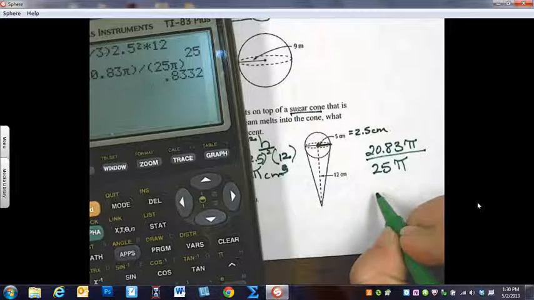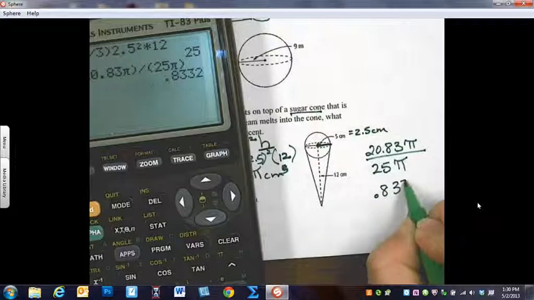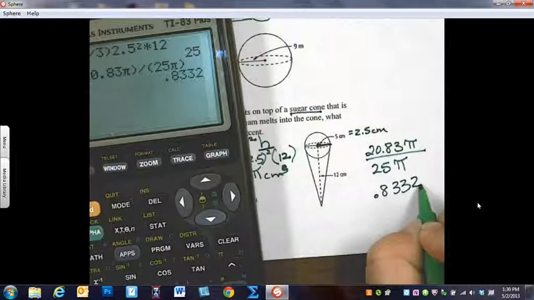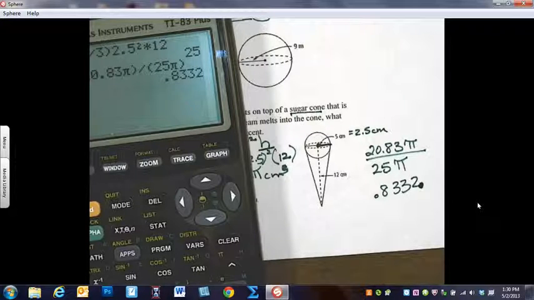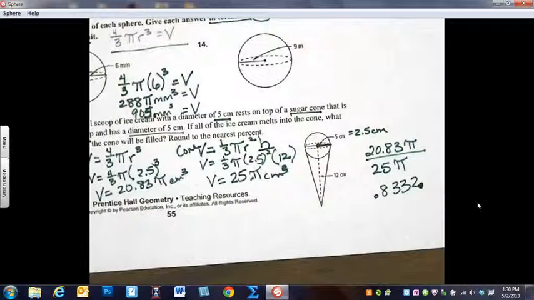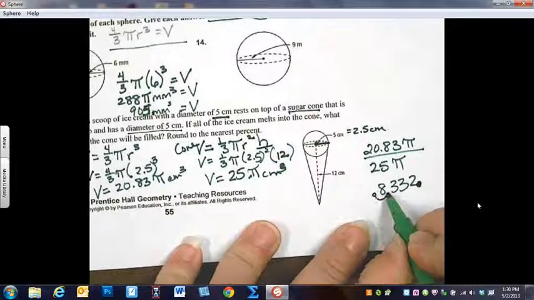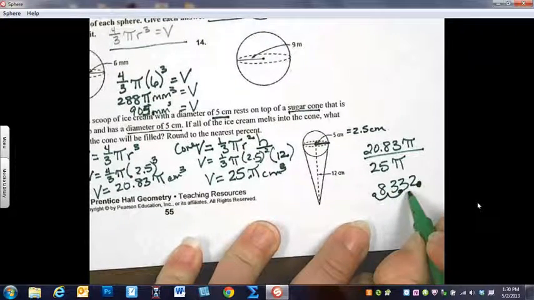So we have 0.8332. How much is that in percent? How do I transfer to a percent? Remember, you move your decimal 2 places. And they want to know to the whole number. So I'm going to move it 2 places. Look just to the right here, it's a 3.